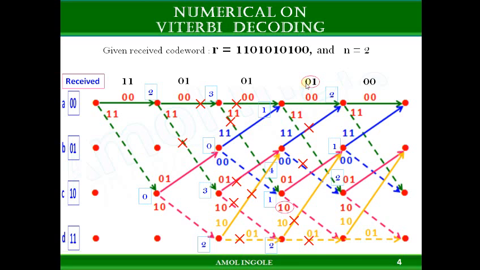Next is 0 1 and 1 0. Hamming distance will be 2. That 2 will be added with the earlier path metric, and that is 1 here. Right? You should not take this 4. Why? Because it is already discarded. Okay. Let's write that path metric as 3 here. Right? This 2 plus 1, that is 3.